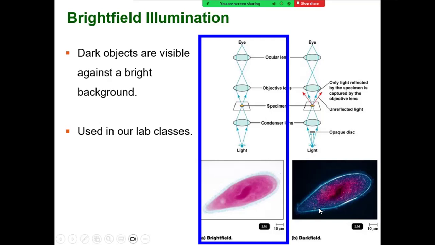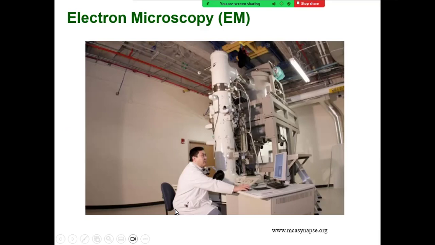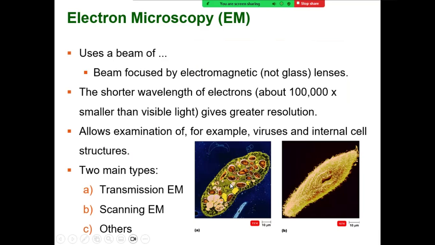You do need to know the difference between dark field illumination and bright field illumination for the quiz. Here is an electron microscope, and you can see it's much bigger than a light microscope. An electron microscope uses a beam of electrons, not light, to see the specimen, and you're using the beam of electrons to magnify the specimen.